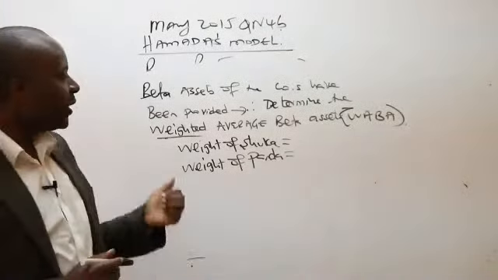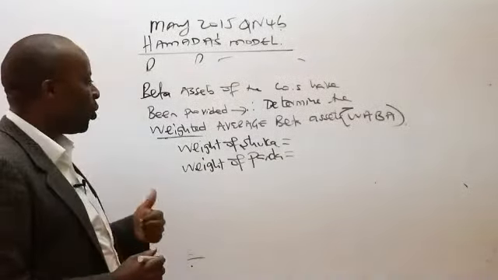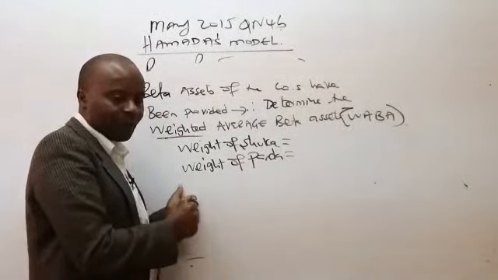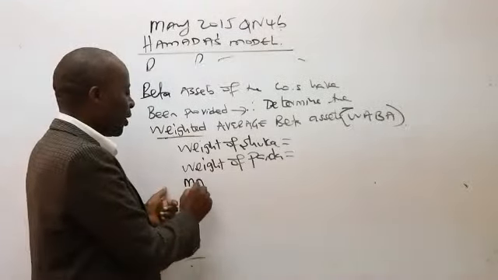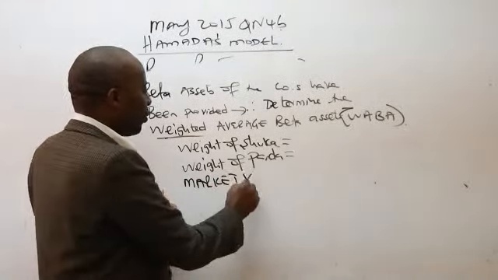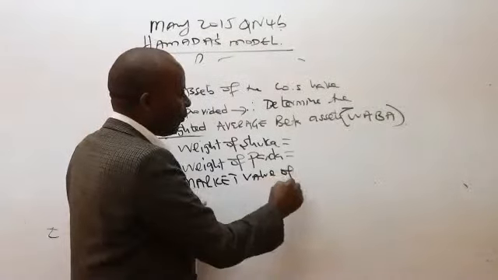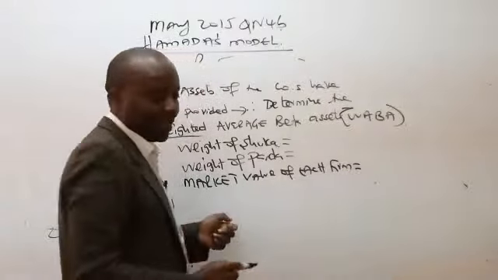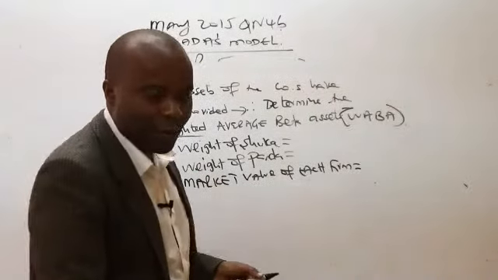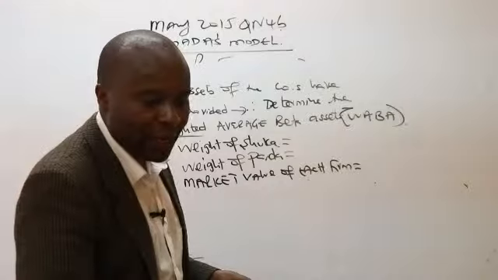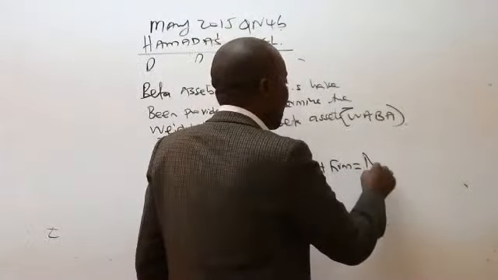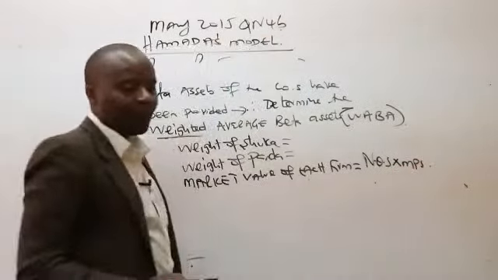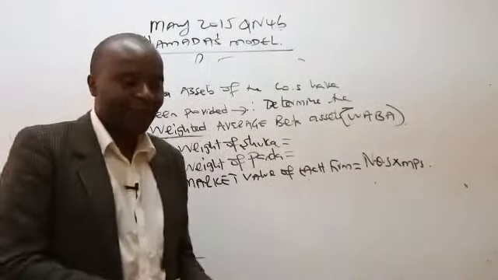Very good. Mary has been able to know that for us to get the weight, we must get the values of the firms. We must get the market value of each firm. These students of mine are very bright. For the market value of each firm, they are telling me to take the number of ordinary shares times market price per share.